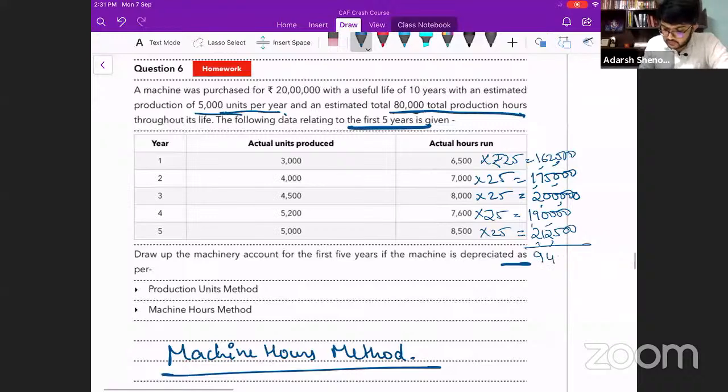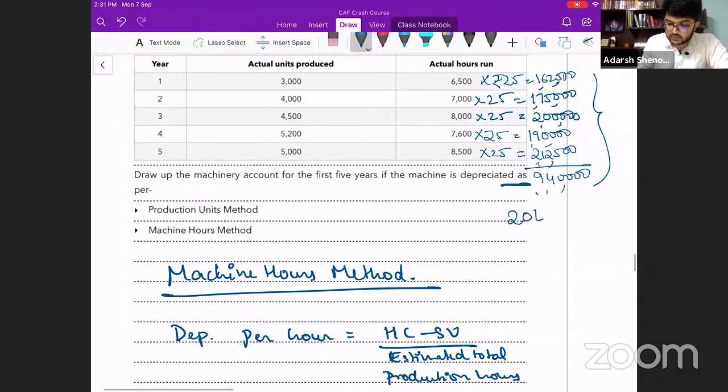9,40,000. So the book value after 5 years, you have to draw for 5 years, right? The book value after 5 years must be 10,60,000. How did I get that? Historical cost minus depreciation for 5 years. The depreciation amounts were these. So the book value left after 5 years of depreciation is 10,60,000. It is nothing but 20 lakh minus 9.4 lakh, which is 10,60,000 you must get at the end.